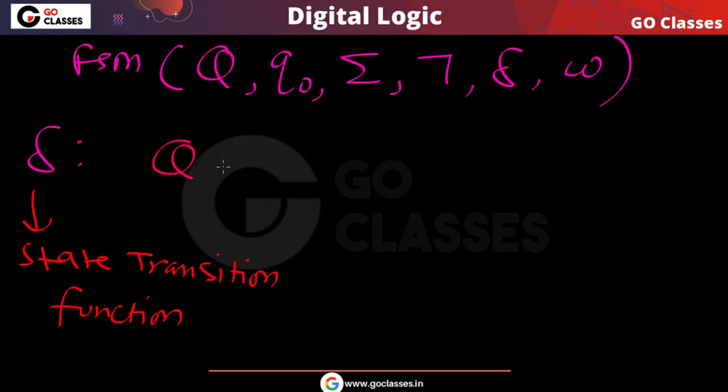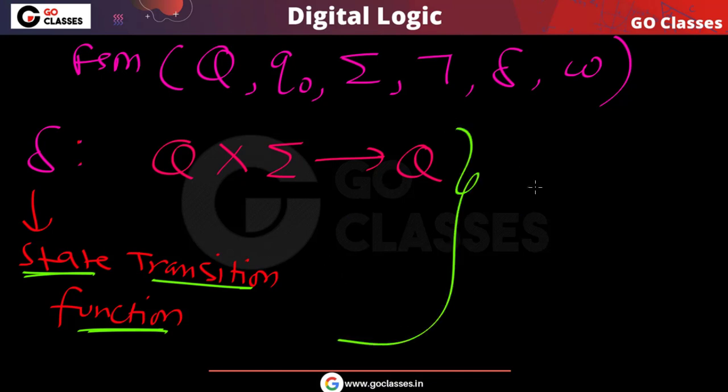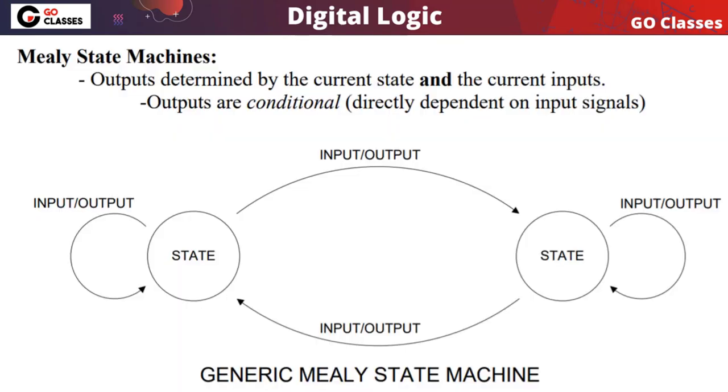What it means is that you are in some state, you are reading some input symbol, and then you are going to some state. This is your state transition function, and that is the reason it is called the state transition function: how we go from one state to another. This is the same for Mealy and Moore machine. The only difference is the output function. Everything else is the same. So in the Mealy machine, the output will depend on two things.